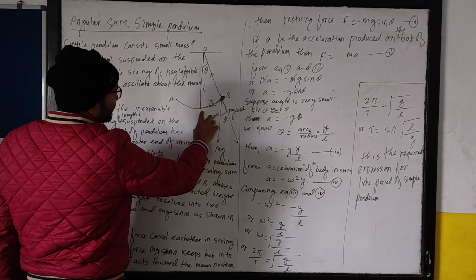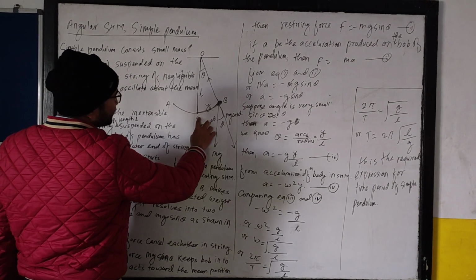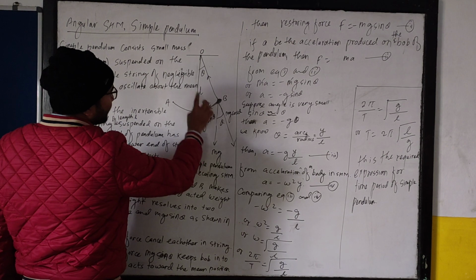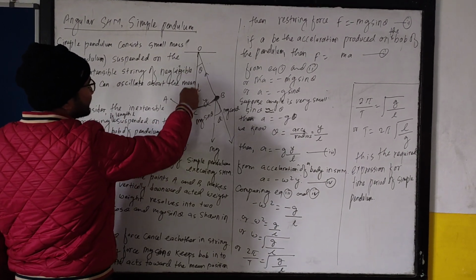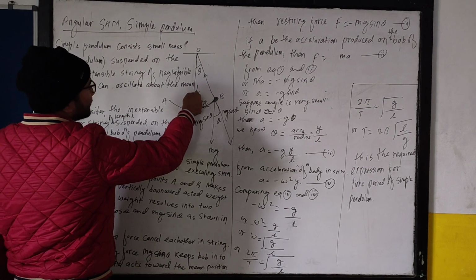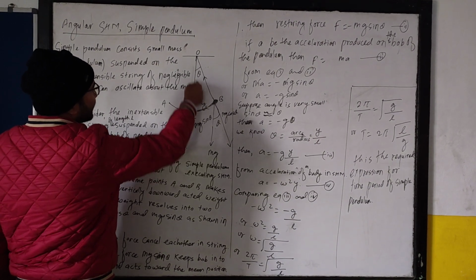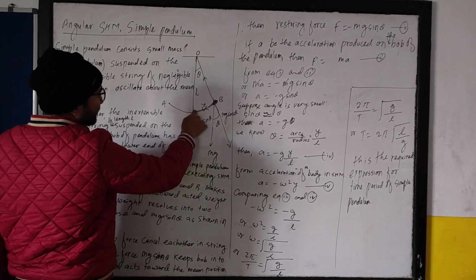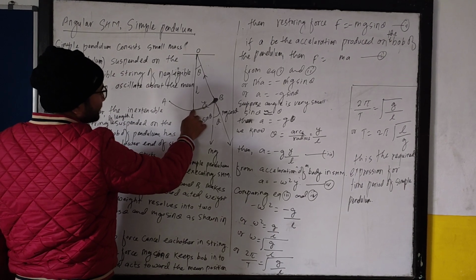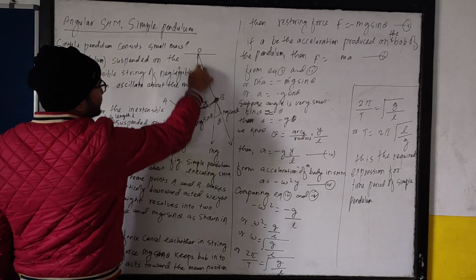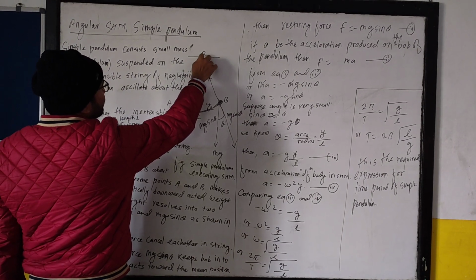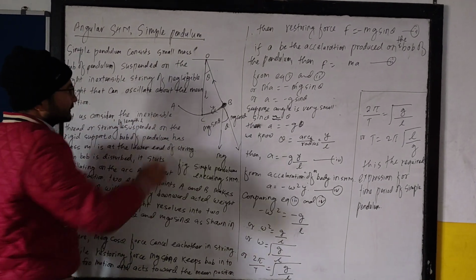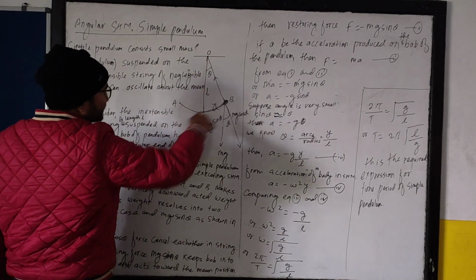You can see when the bob displaces from C to B, it has displacement Y, and L is the length of the inextensible string or thread. The bob is attached to this string, and this string is attached to a rigid support, which you can see here.